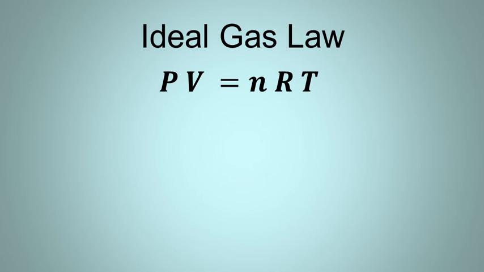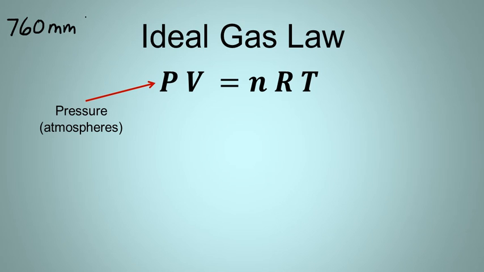Let's see what these variables stand for. Well, P stands for pressure. Now in this gas law, it's a little different from the others because pressure has to be in atmospheres. And if you're ever given a pressure that's not in atmospheres, then you're going to have to convert it to atmospheres. So for example, if you're given something in millimeters of mercury, you're going to have to use the fact that there are 760 millimeters of mercury in 1 atmosphere and do a conversion using that conversion factor. Pressure has to be in atmospheres.